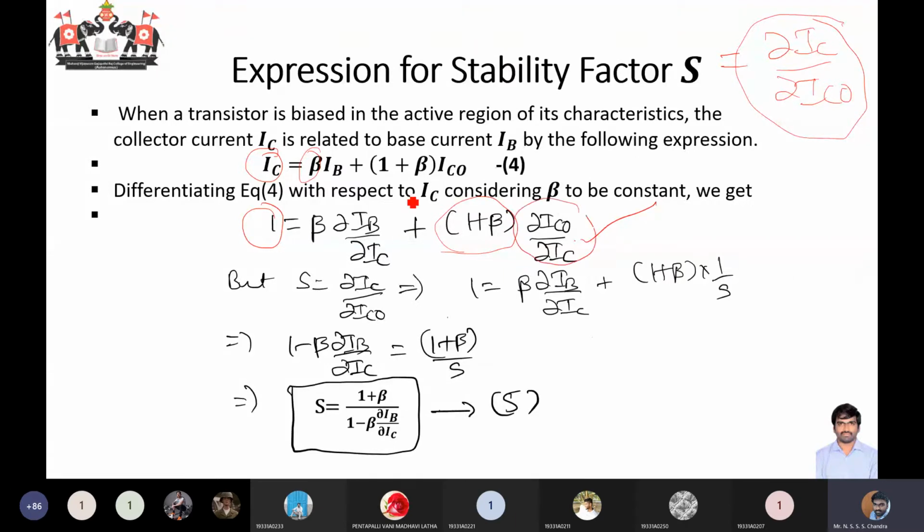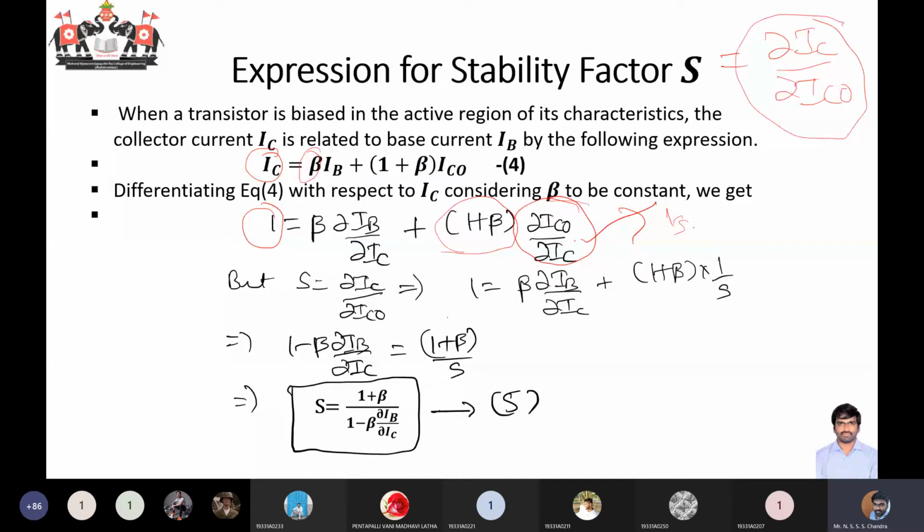So what will be this value? ∂IC0 by ∂IC is 1 by S, right? So we'll be replacing this term with 1 by S. So you can write 1 is equal to beta into ∂IB by ∂IC plus (1 plus beta) into 1 by S.